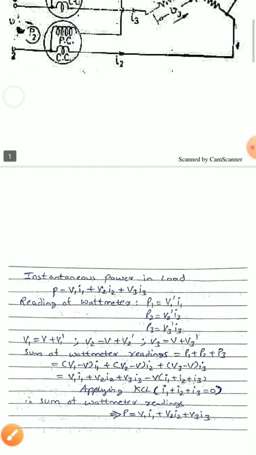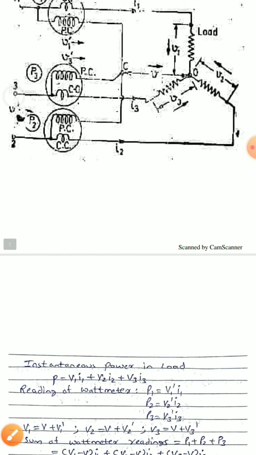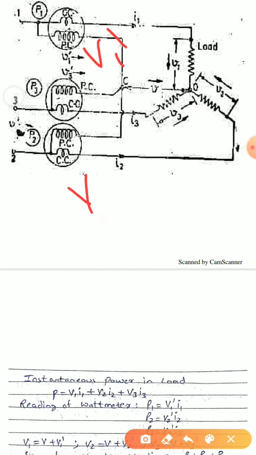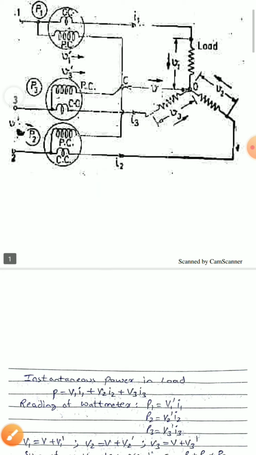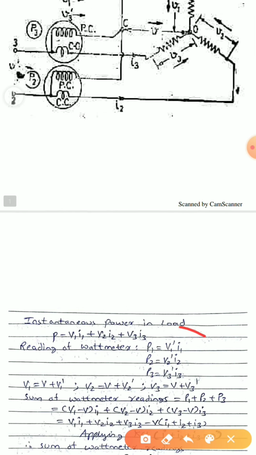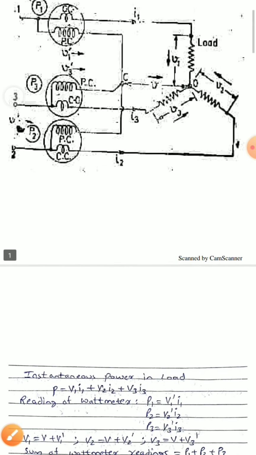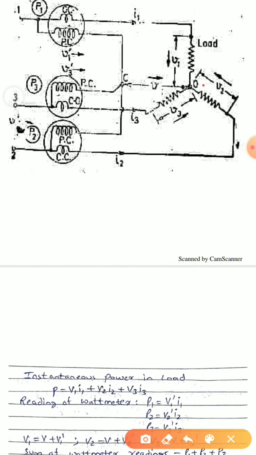Now if I talk about wattmeter 1, the voltage across wattmeter 1 is V1 dash, the voltage across wattmeter 2 is V2 dash, and across this is V3 dash. So the power P1 is nothing but V1 dash I1, P2 is V2 dash I2 and P3 is V3 dash I3.